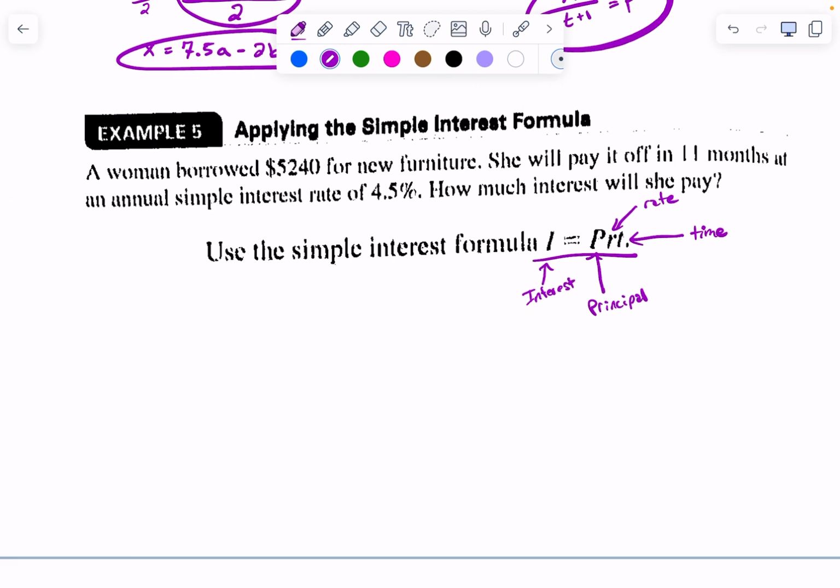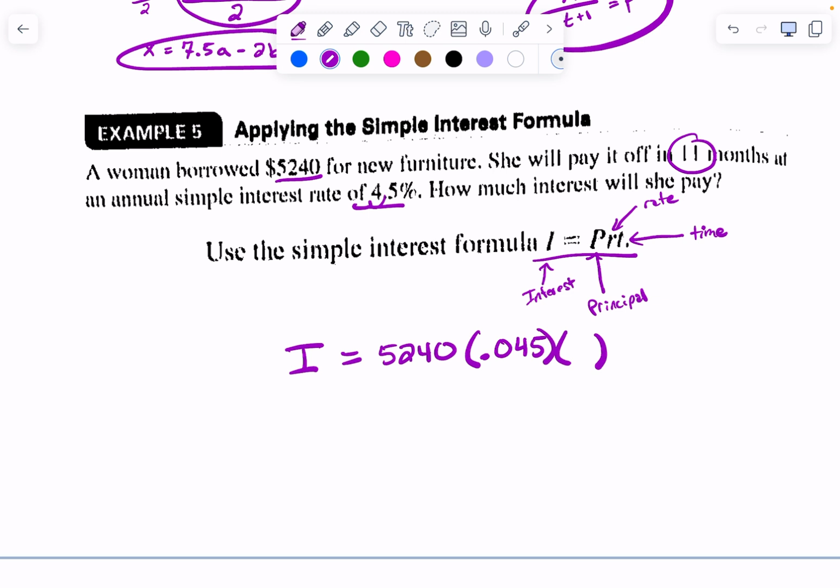A woman borrowed this much for new furniture. She will pay it off in 11 months at an annual simple interest rate of 4.5%. How much interest will she pay? So we're solving for interest. The principal is $52.40. Rate is 0.045, just 1 0. Right? We move it 2 places. 0.045 times T.